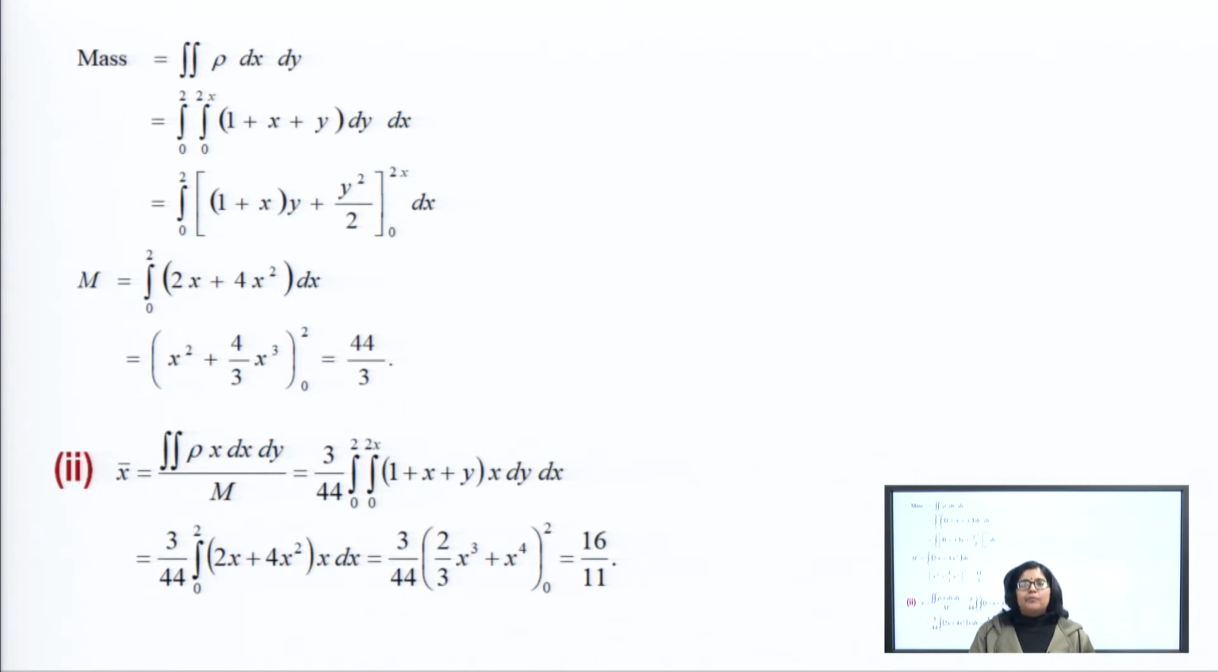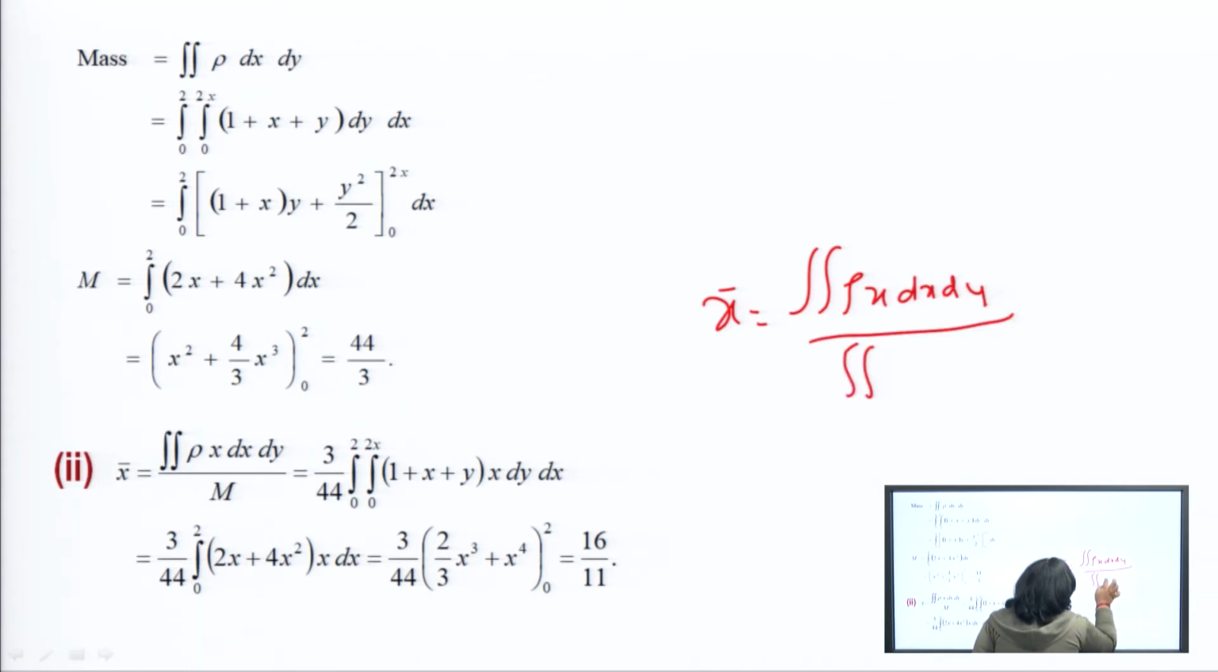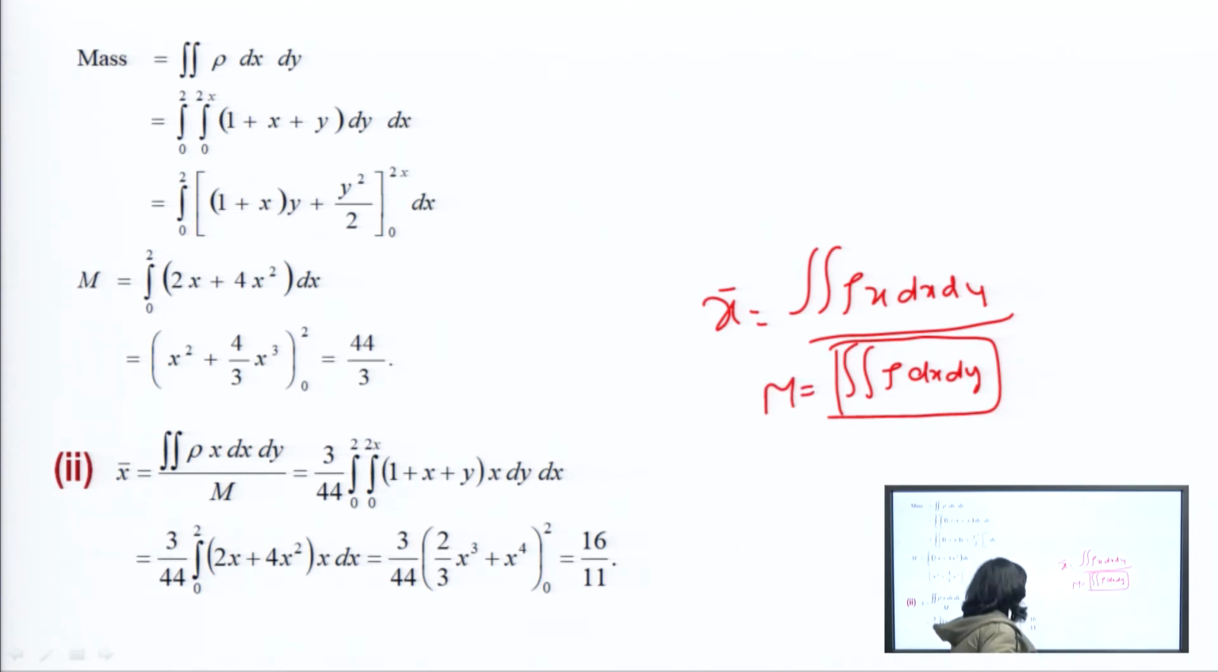We know the value of x bar. In the formula, x bar is equal to double integration rho x dx dy upon double integration rho dx dy. This denominator is the mass of the lamina, also represented as m. So, we put double integration rho x dx dy upon m, and put the value of m as 44 by 3, so 3 by 44, with limits 0 to 2x, and rho is 1 plus x plus y, x dy dx.